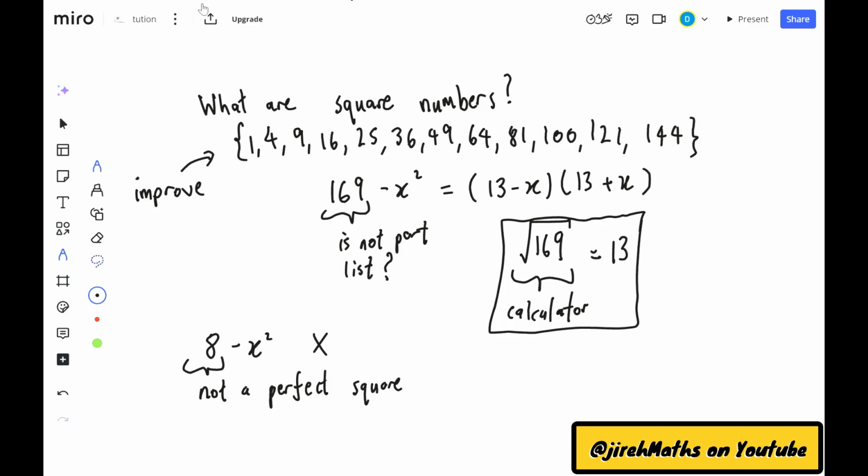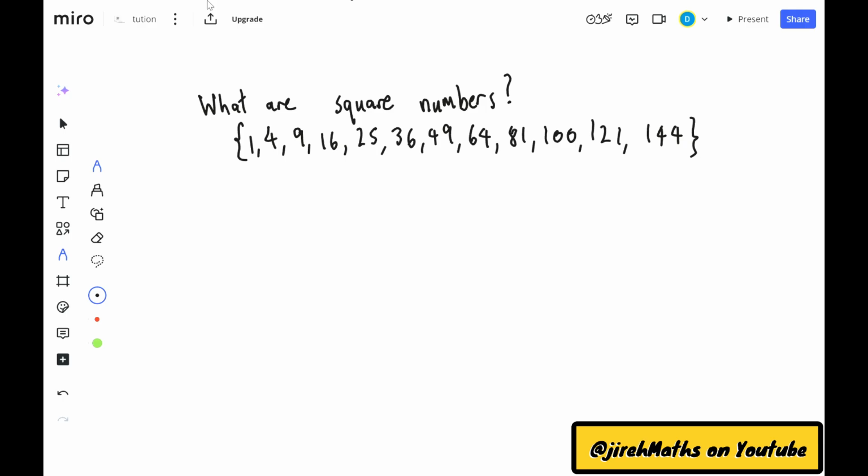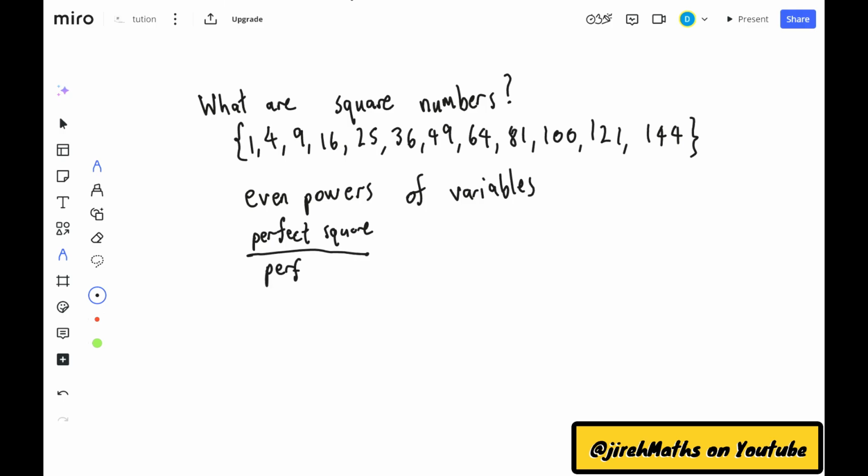Now that we covered this here, let's look at the second thing that we learned. We learned about all the integers that are perfect squares, but we also learned something else. So what are square numbers? It's both these integers, which go on, for example 169, and even powers of variables. We also learned that fractions can be perfect squares. So if you have a perfect square over a perfect square, then it is also a perfect square.